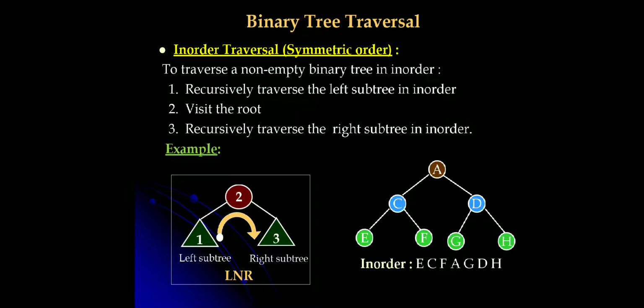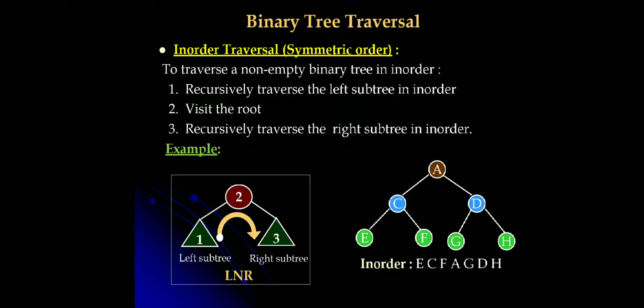In-order traversal is also called symmetric order traversal, and this is the procedure you have to follow to traverse the given tree in order. First, recursively traverse the left subtree in order, visit the root, then recursively traverse the right subtree in order. What you have to remember? It is left, root and right.